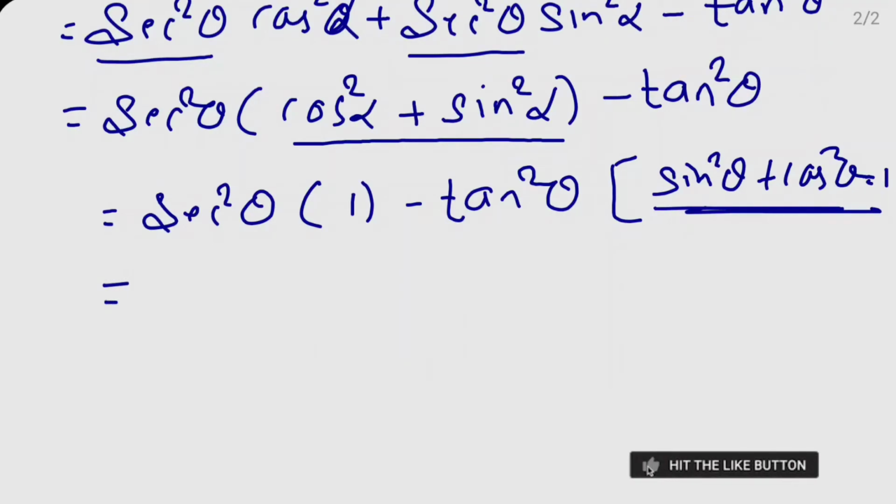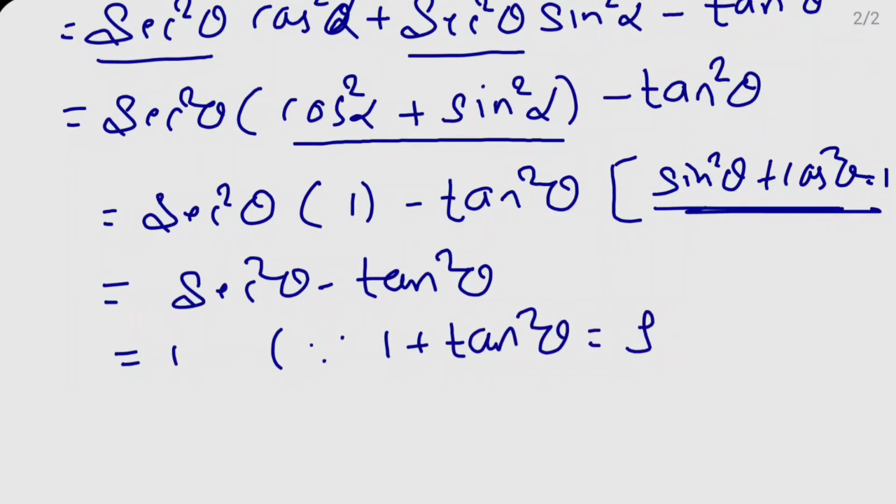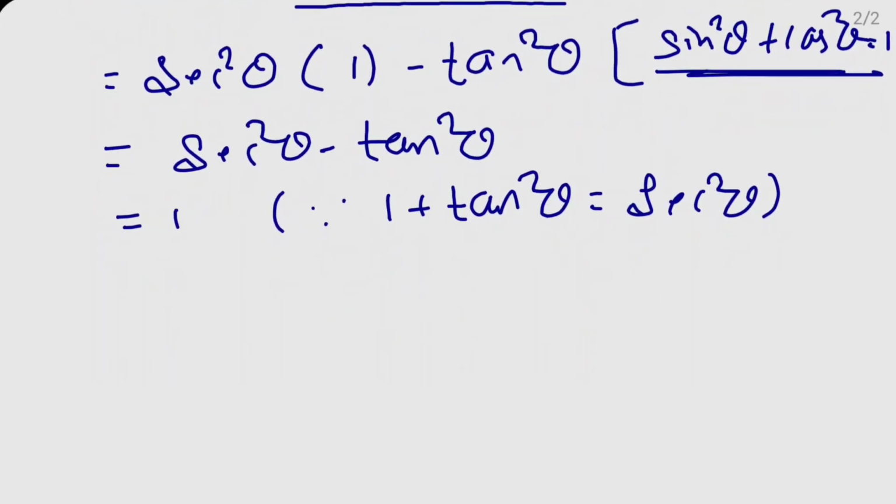And now here sec square theta minus tan square theta, so this equals 1 because we have the identity 1 plus tan square theta equals sec square theta. So using this one, sec square theta minus tan square theta is 1, and this equals RHS, hence proved. Is it clear?